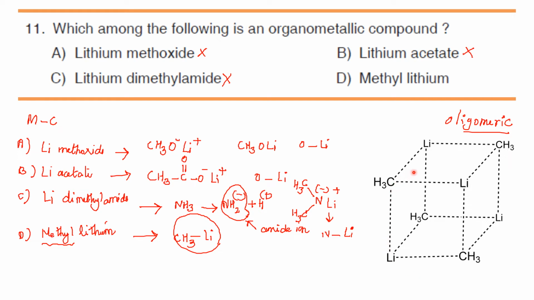So it is having a cubane like structure, or an oligomeric structure, where each methyl group is coordinated to 3 lithium atoms. And similarly, each lithium is coordinated to 3 methyl groups. So this is actually the structure of methyl lithium, which is having a carbon metal bond. Lithium is a metal, so there is a carbon metal bond. So this satisfies the criteria for an organometallic compound. Therefore, the correct option is option D, which is methyl lithium. Okay, that's all for this question.